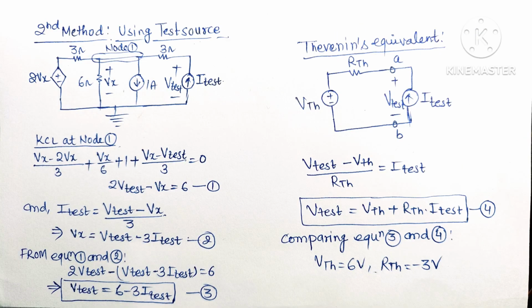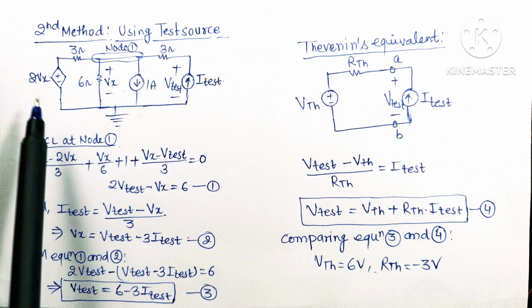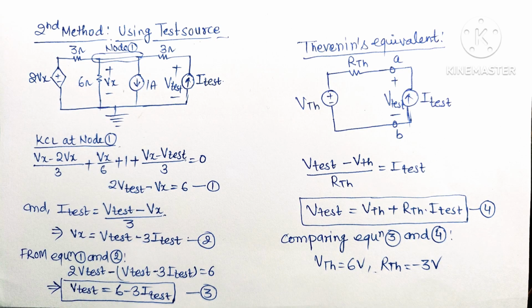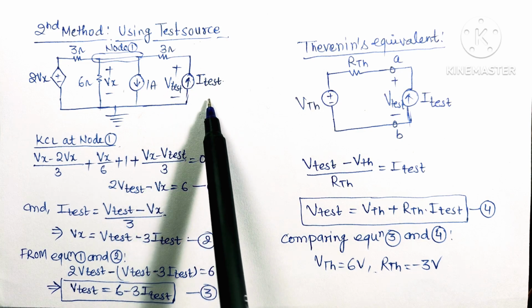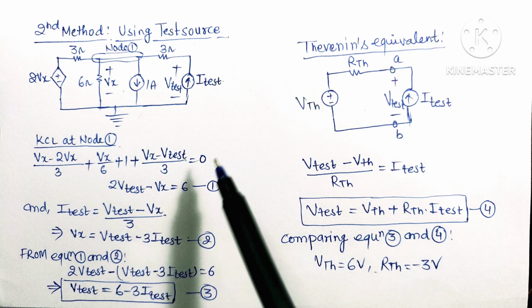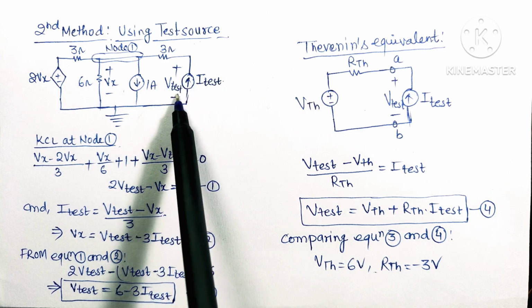This second method is known as the test source method. As we have seen in our previous example also, if there is a dependent source connected in the circuit, then we usually apply the test source method for calculation of Thevenin's resistance of the circuit. Here we have applied a test source, that is a test current source, which is assumed to be I test, and voltage across this current source is assumed to be V test.